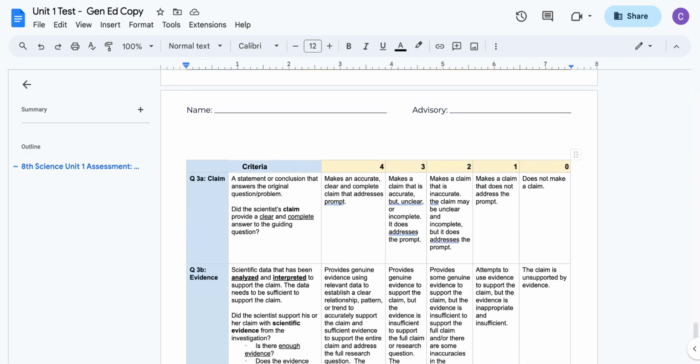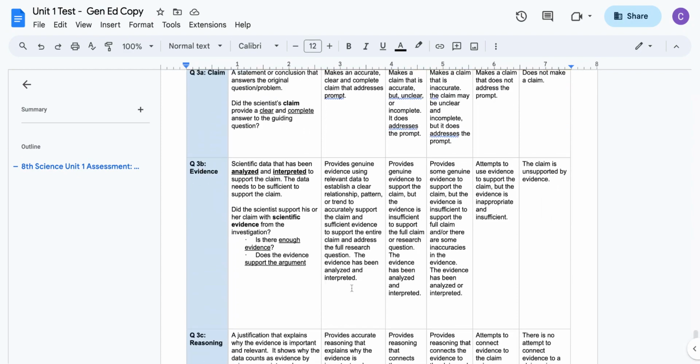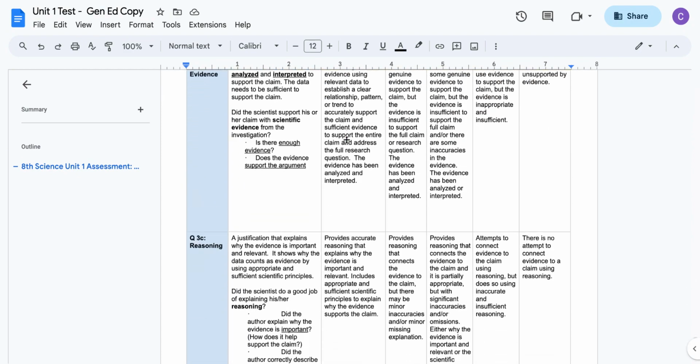This is the criteria of what you want, what score you would want. You would want a 4, which would be the best one.